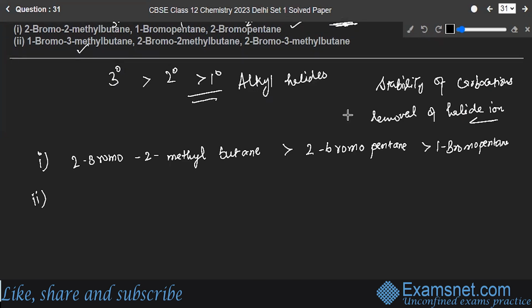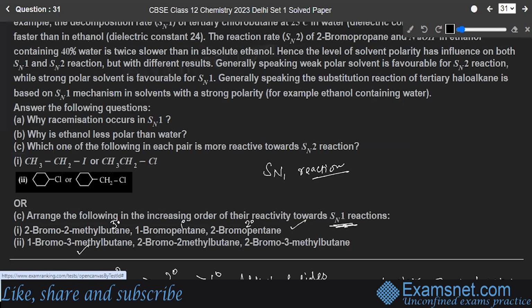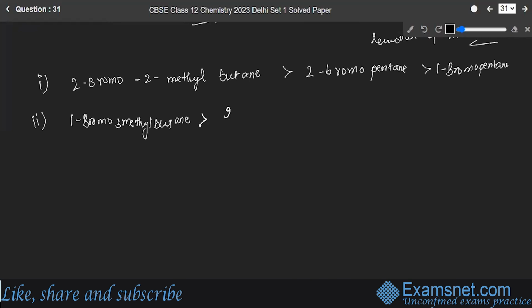Let's see. This will be the first one, 1-bromo-3-methylbutane. This is the tertiary halide. Then here will be 2-bromo-3-methylbutane, and then you have 2-bromo-2-methylbutane. So this is the correct order, and this is your complete question that you want. Hope you understood that. Let's move to the next question.